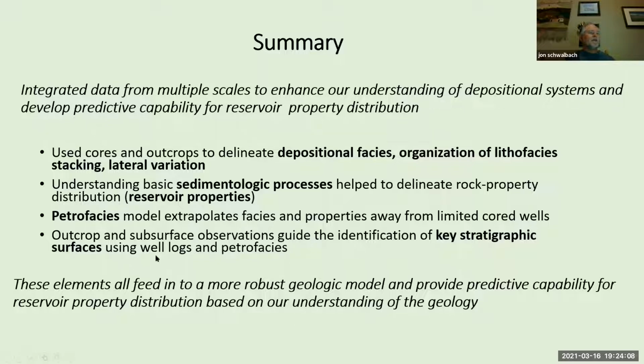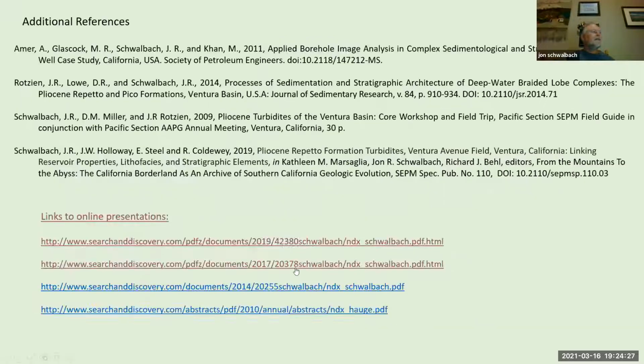And then finally, hopefully I've showed you how it's important to understand the key stratigraphic surfaces in order to build the models. So basically, we think this gives us a much more robust geologic model and the predictive capabilities that we're looking for. Okay, and I think the next slide just has some of the references that I talked about.